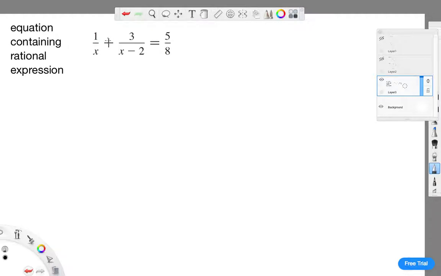Let's first find our least common denominator. Well, the least common denominator is going to be x times x minus 2 times 8. And so we'll multiply our first term 1 by the other two denominators, x minus 2 and 8. We'll add to that 3 times the other two denominators, which is x and 8. And then we're going to subtract 5 over to the other side. We get 5 times the other two denominators, which is x and x minus 2.